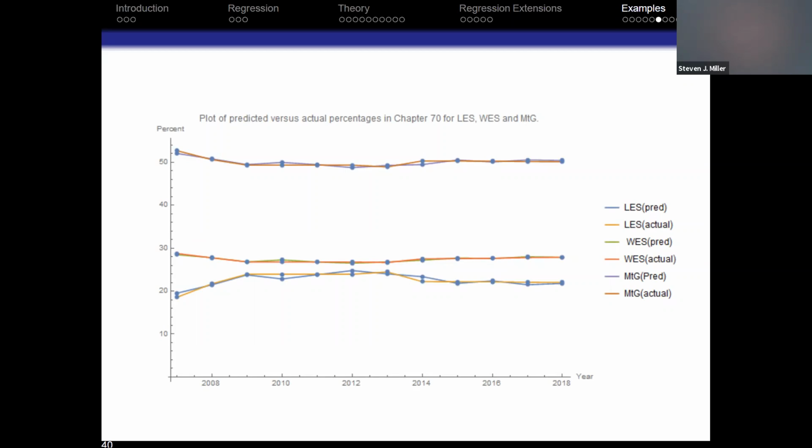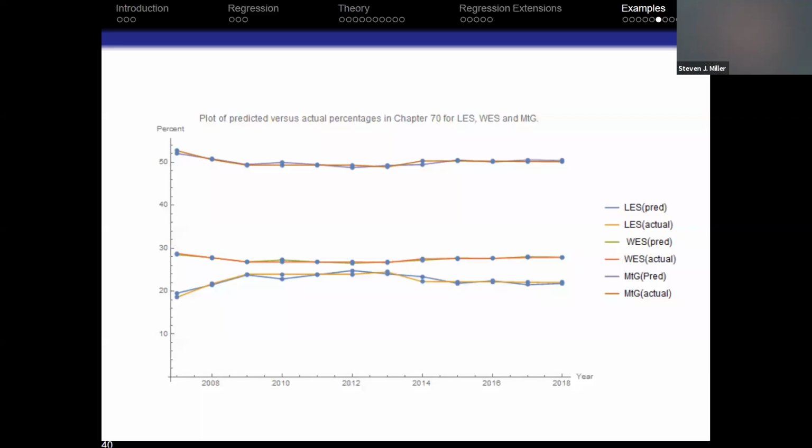Here's a plot of the data that I used. And so this is the percentages of the money that went to the 3 different schools over the past couple of years. And so the dots is what we actually observe, and then the straight line is the prediction. And so we can see terrific stability. Things are not changing by that much.